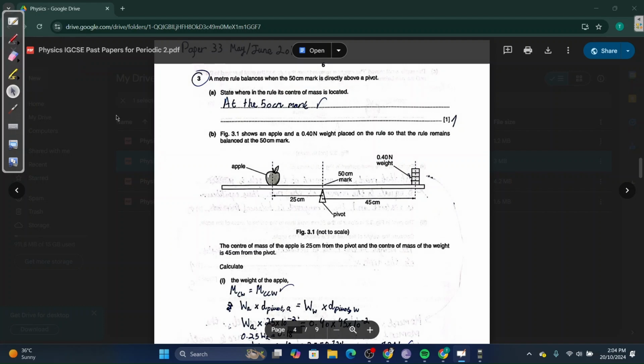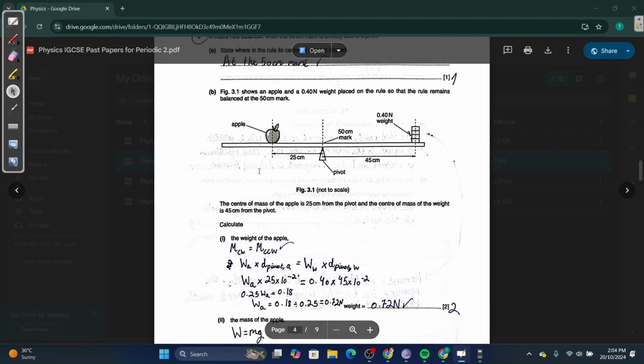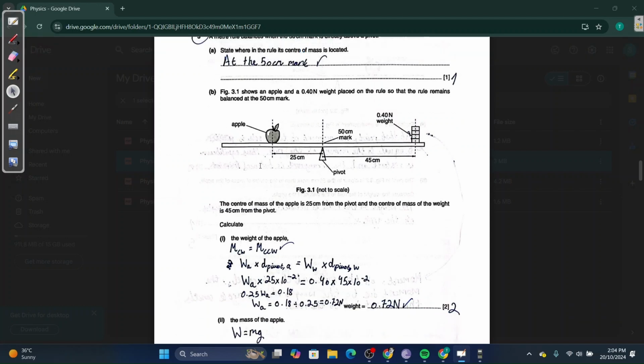Part B. Figure 3.1 shows an apple and the 0.40 newton weight placed on the rule so that the rule remains balanced at the 50 centimeter mark. The center of mass of the apple is 25 centimeters from the pivot, and the center of mass of the weight is 45 centimeters from the pivot. Calculate the weight of the apple.